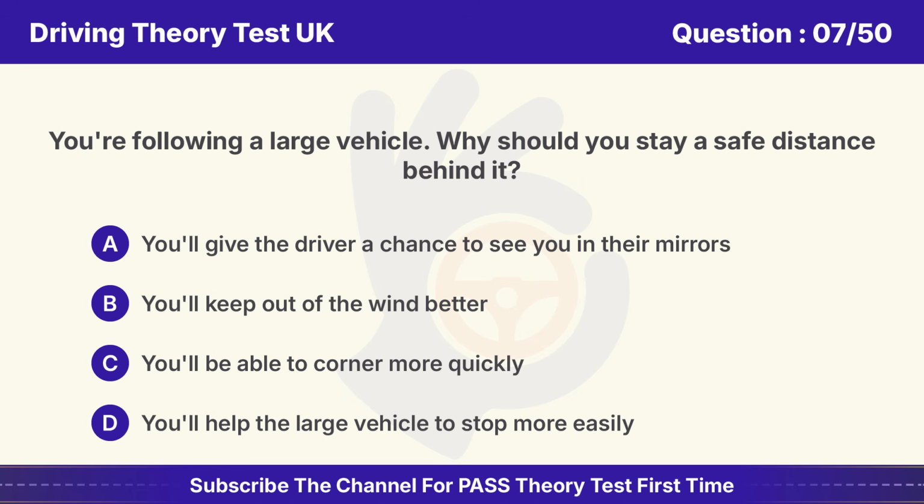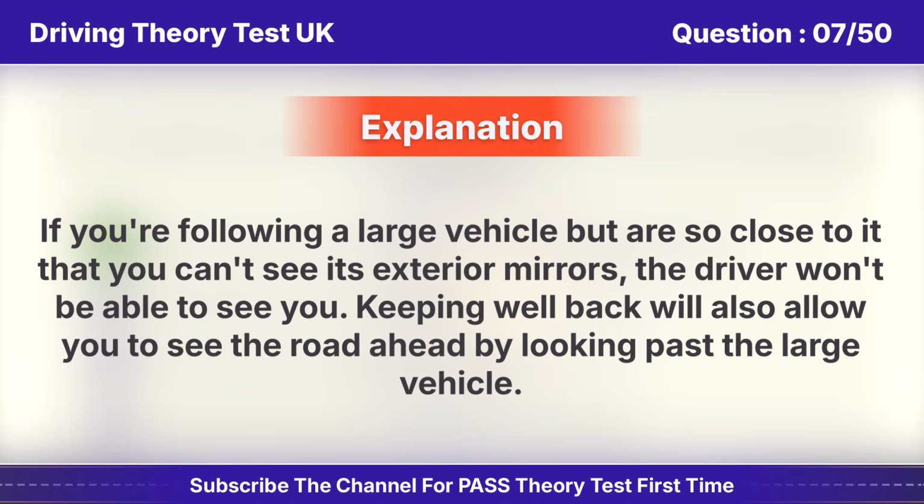Question 7. You're following a large vehicle. Why should you stay a safe distance behind it? Answer is A. You'll give the driver a chance to see you in their mirrors. If you're following a large vehicle but are so close to it that you can't see its exterior mirrors, the driver won't be able to see you. Keeping well back will also allow you to see the road ahead by looking past the large vehicle.